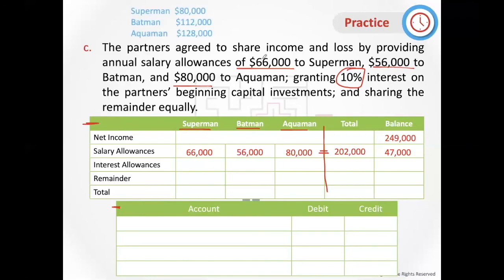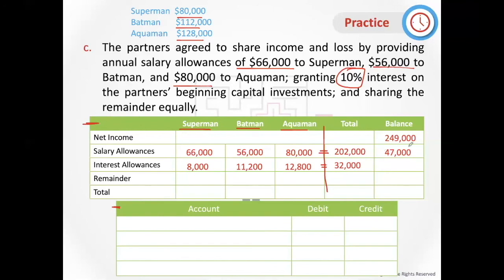I also put it here to reference it. These are the beginning capital balances. We want to do 10% of each of these and give it to those three partners. 10% of $80,000 would be $8,000. 10% of $112,000 would be $11,200, and 10% of $128,000 would be $12,800. Once again, we want to total these up to get the total, which is $32,000.